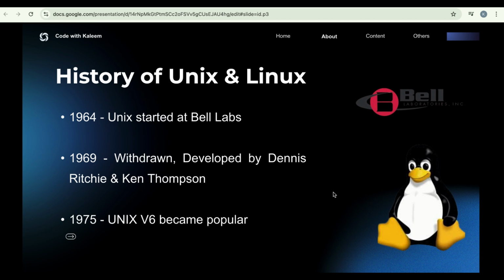In 1971, the first official Unix version was released at Bell Labs, written in assembly language. In 1973, Dennis Ritchie rewrote Unix in the C programming language, making it portable to different hardware. In 1975, Unix Version 6 was released outside AT&T and adopted by universities, for example Berkeley. In 1977, the Berkeley Software Distribution, BSD, version of Unix emerged, introducing powerful features.